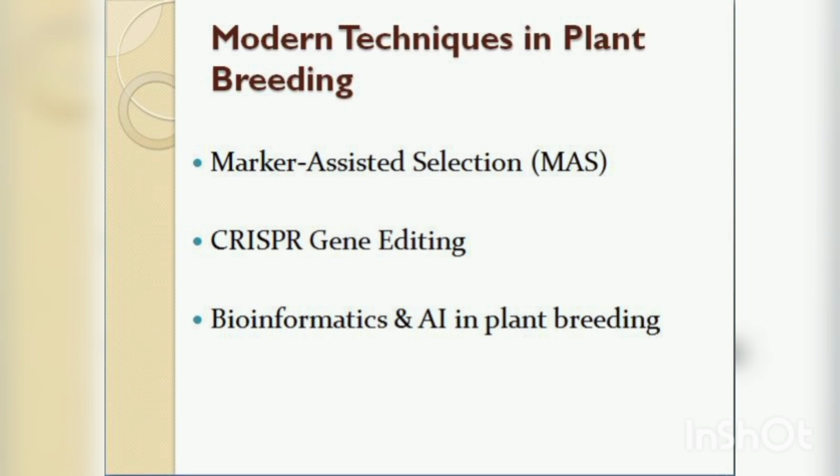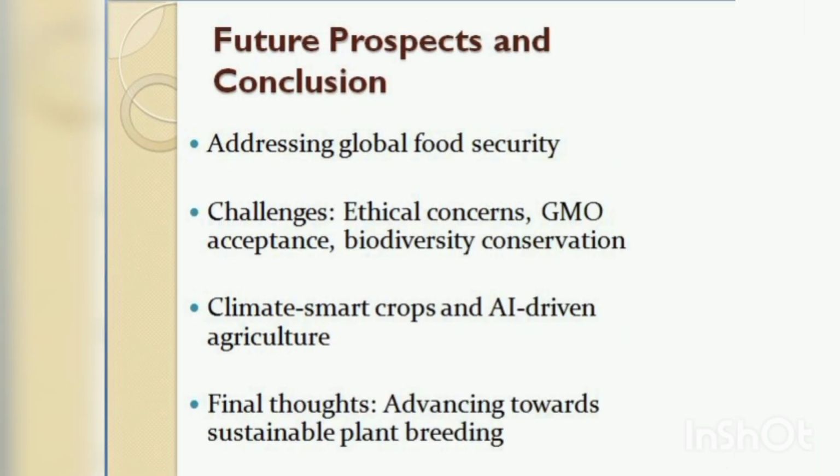2. CRISPR gene editing, a revolutionary tool that allows scientists to edit plant genes with precision. This method is faster and more accurate than traditional breeding techniques. 3. Bioinformatics and AI in plant breeding. Computers and artificial intelligence are now being used to analyze large amounts of genetic data, helping breeders select the best traits efficiently.